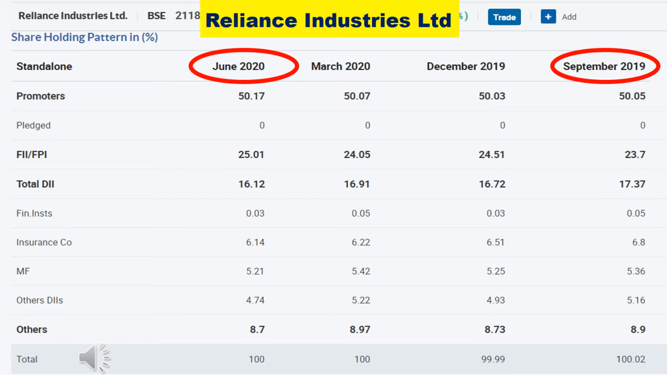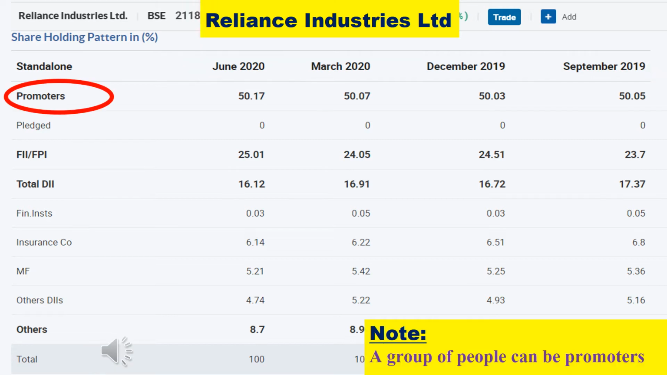On the Money Control website, the last 4 quarterlies' shareholding pattern will be mentioned. This will be more useful for doing analysis. Always, recent data will be mentioned at the left side. In this you can see September 2019 data was mentioned at the right side and June 2020 data was mentioned at the left side. In any company, in the first row they will mention how much is the promoter's holding. Don't always think that in any company only one person will be a promoter, because a group of people also can become promoters.